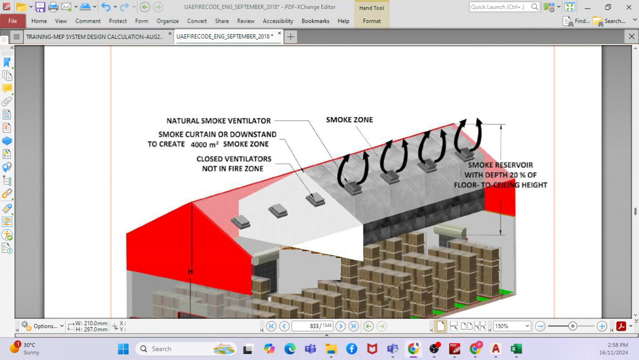Let me search for one on Google. I know there is an energy recovery ventilator, but I know that's not what you're talking about. You may also need to tell me what the smoke curtain or downstand is. Yes, I will tell you. Thanks.